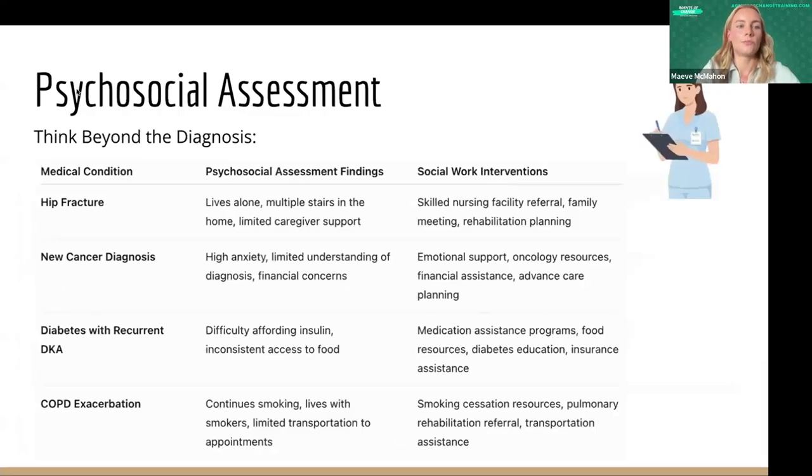Okay. So when I'm thinking about a psychosocial assessment, I always like to think about beyond the diagnosis. So we were giving some examples earlier. If someone comes in with a hip fracture, we'll assume that this is an elderly person because that is the typical demographic of someone who's getting a hip fracture. This person lives alone, has multiple stairs to enter the home, and limited caregiver support. What are some interventions? I know that we have some of the interventions on the screen. What do you guys think are some of the biggest interventions that would be helpful for this patient?